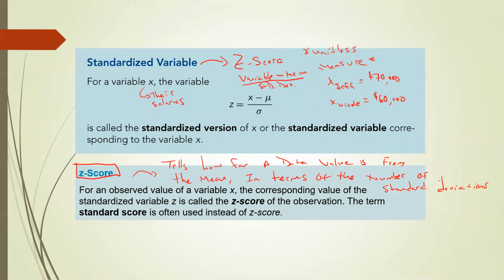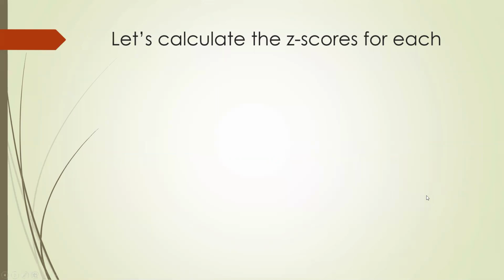So in terms of the number of standard deviations, if you calculate this value and you have a z-score of 5, that means you're 5 standard deviations above the mean. If you have a z-score of -1, that means you're 1 standard deviation below the mean, and that's it. So using these simple examples, let's calculate the z-scores for each year.